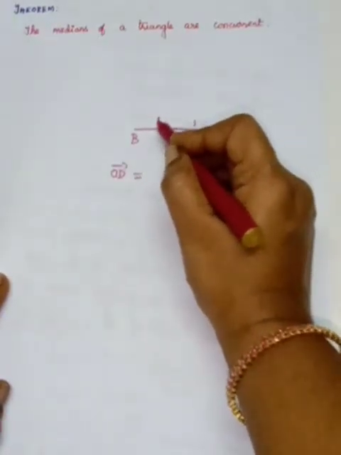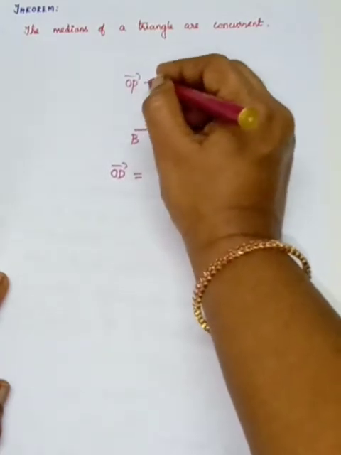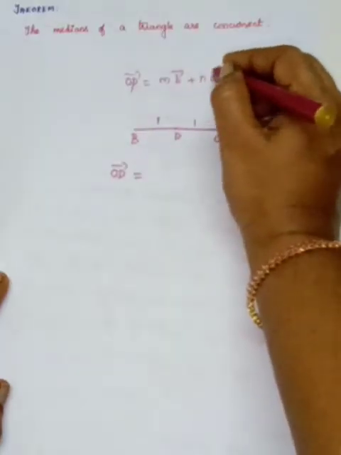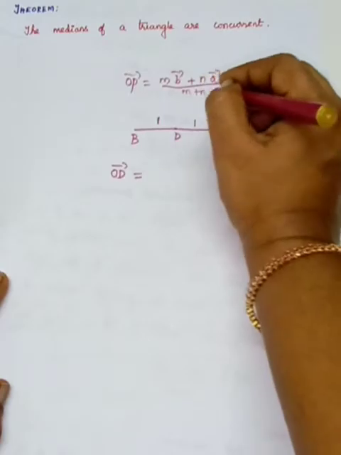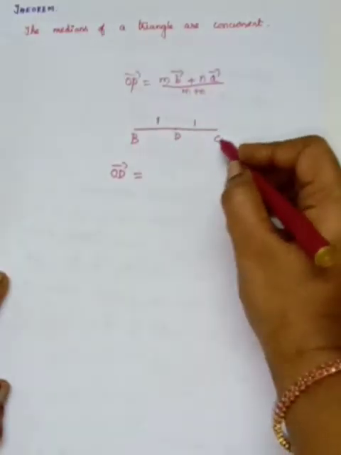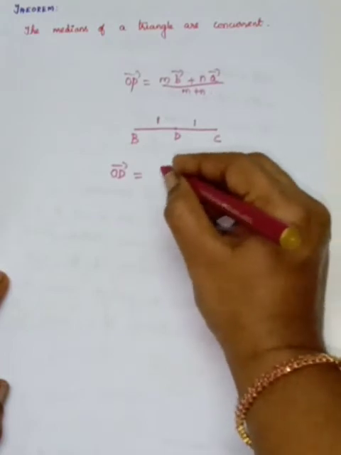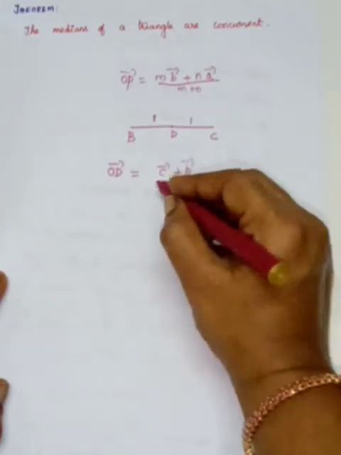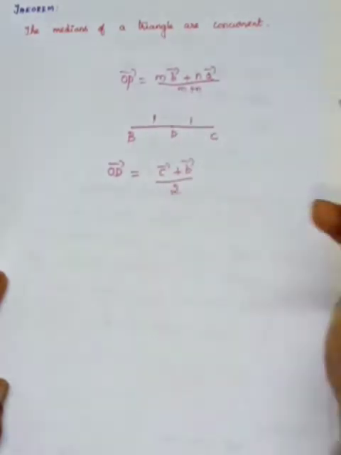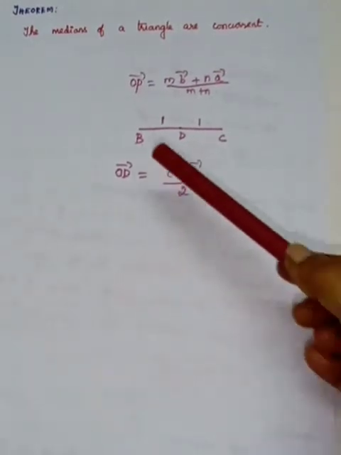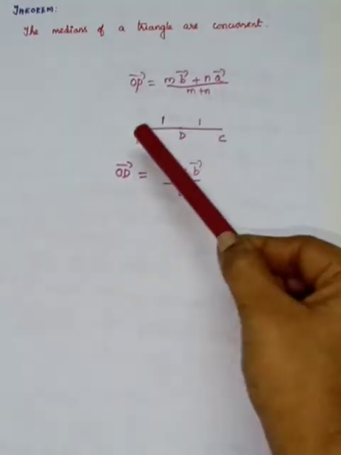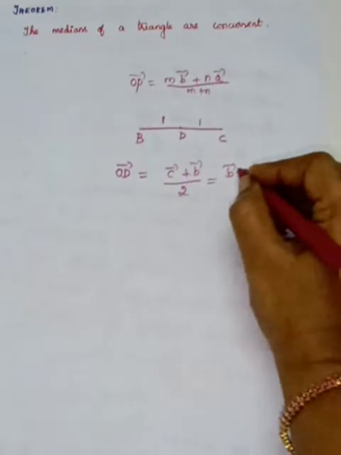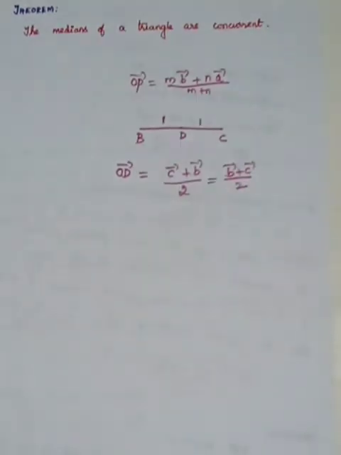Take this. If you want to use the section formula, your OP vector is equal to what? M into B vector plus N into A vector by M plus N. Okay. So see now, 1 into C vector plus 1 into OB vector, OB vector is B vector, by M plus N, 1 plus 1 is 2. So OD vector, how can we write? C vector plus B vector by 2. Otherwise it can be written as B vector plus C vector by 2. Okay, in this way you can write.